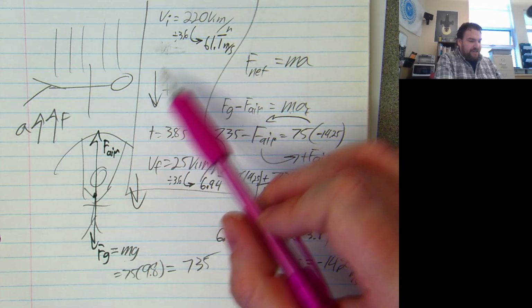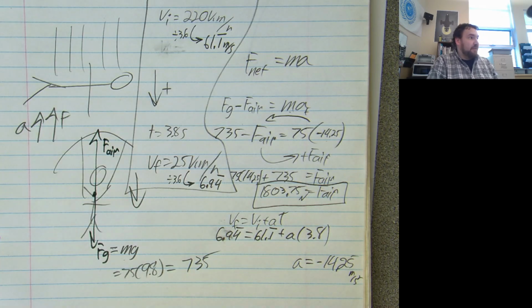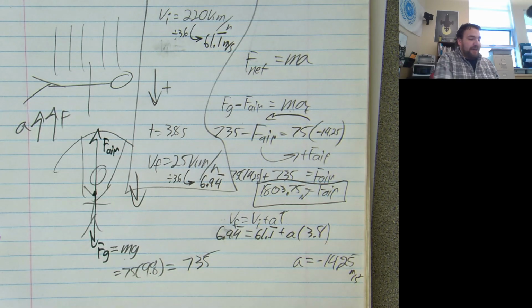Oh, no, I've got my direction here already. I made it negative right there. So 1,803.75 newtons. It's the force upwards on our skydiver. That make sense? Okay. You see where you went wrong? Okay. Henry.